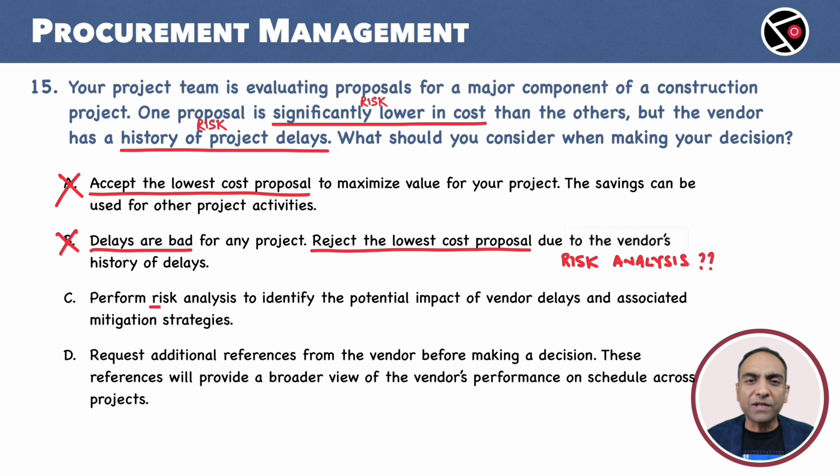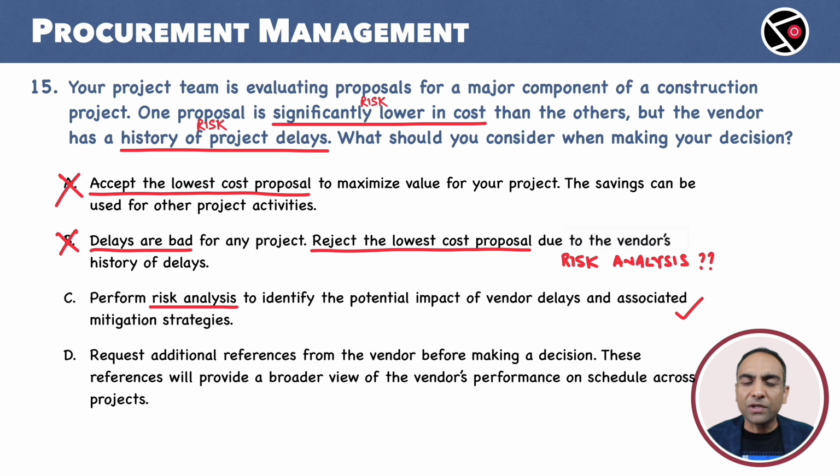C. Perform risk analysis to identify the potential impact of vendor delays and associated mitigation strategies. Yes, this is what we need to do. Understand the current situation, assess the risk. C looks good to me.